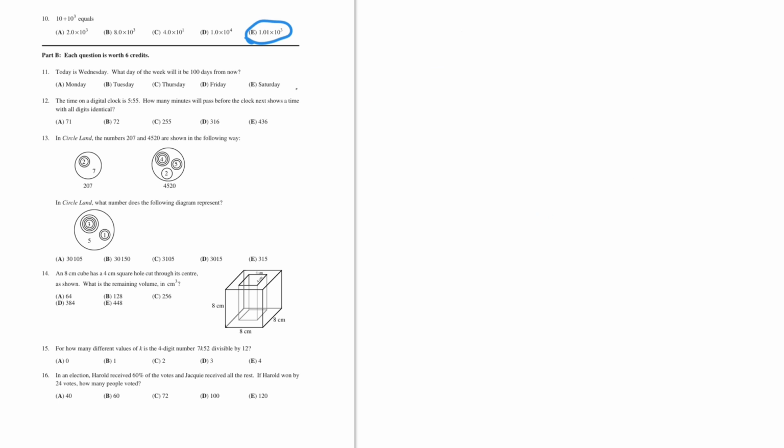Number 11. Today is Wednesday. What day of the week will it be 100 days from now? So today is the Wednesday, and 100 days from now, so after Wednesday, 100 days. 1 week is 7 days. Use the 100 divided by 7. That's the 14, remainder 2. So remainder 1, that's the Thursday. Remainder 2, that's the Friday. So the answer is D.